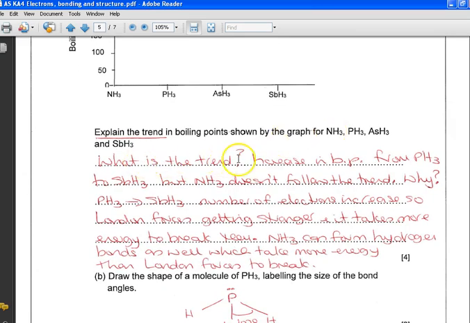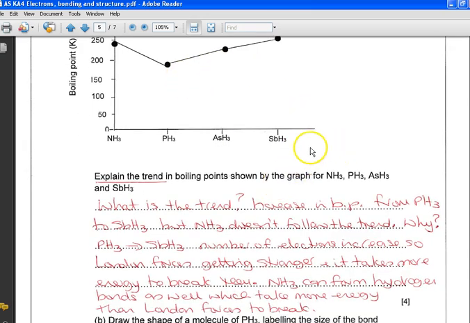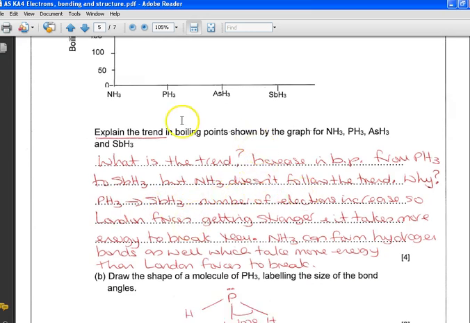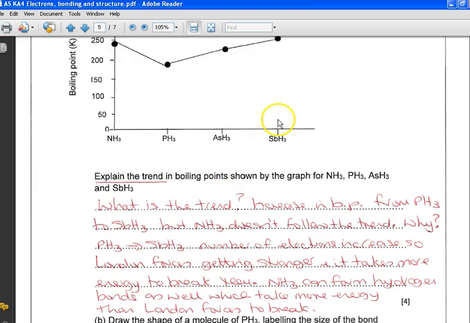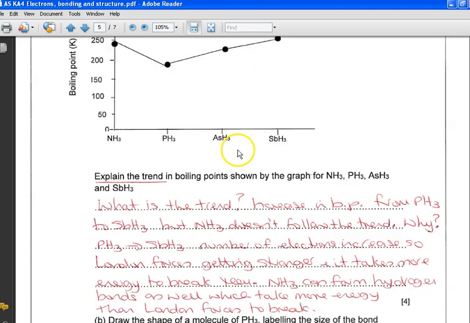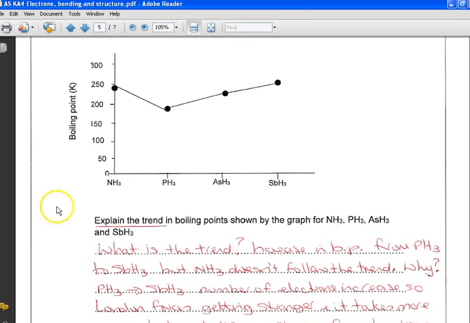So, what is the trend? There is an increase in boiling point from PH3 to SbH3, but NH3 doesn't follow the trend. State that. And then, why? From PH3 to SbH3, the number of electrons is increasing, so the London forces are getting stronger and it takes more energy to break them. So it's recognising that London forces are acting here. However, NH3 can form hydrogen bonds as well as London forces, and it takes much more energy to break hydrogen bonds than it does to break London forces.